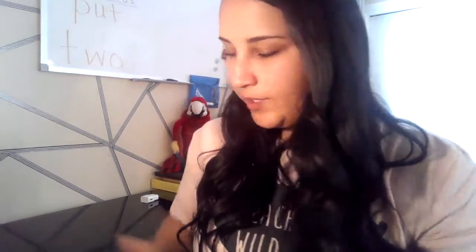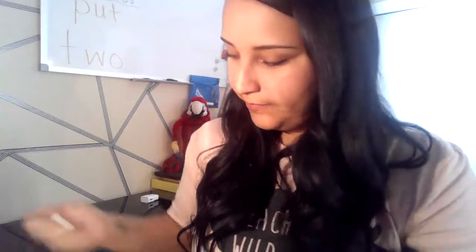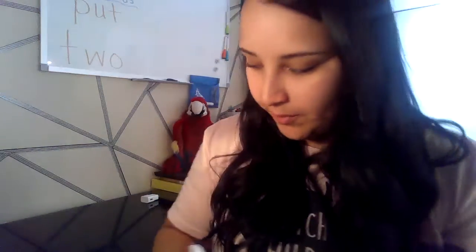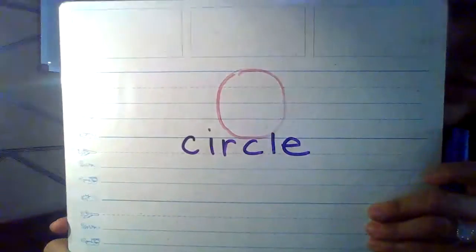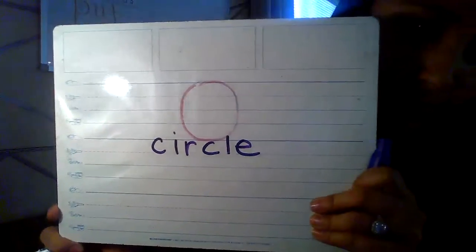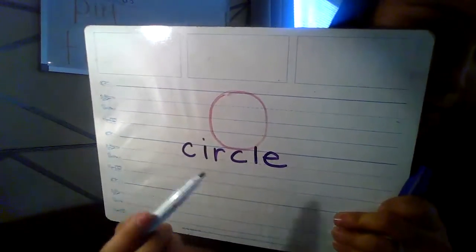Next thing we're going to go over is a shape that has no sides and no corners. What do you guys think that is called? And I'm not a very great drawer, but there's my circle. And I'm going to write the name of it right underneath. And as you can see, it has no sides, no corners. It just goes all the way around.